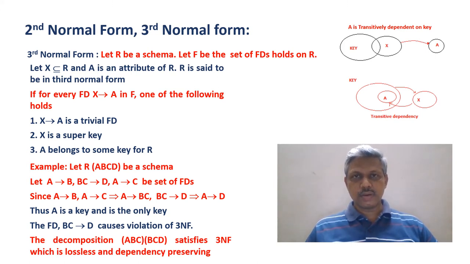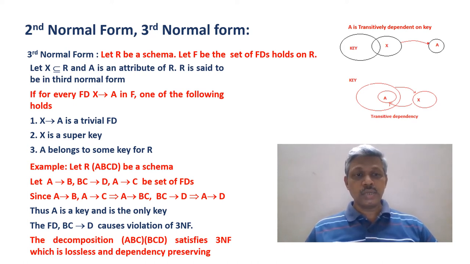Let us consider the schema R with four attributes A, B, C, D, and the set of functional dependencies given are A then B, BC then D, and A then C. Let us try to identify the key. The same process: A is determining B, A is determining C, and if I use the union rule, A determines BC, and BC determines D holds, so A determines D holds. So A is determining B, C and D as well. So A is a key because A is minimal.